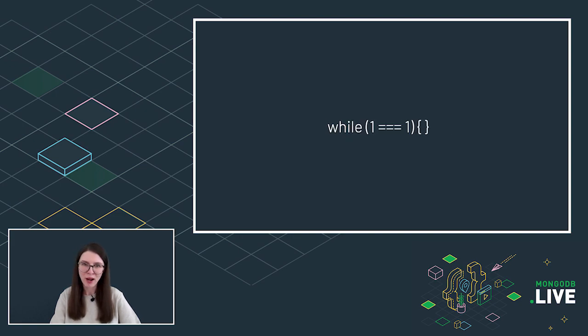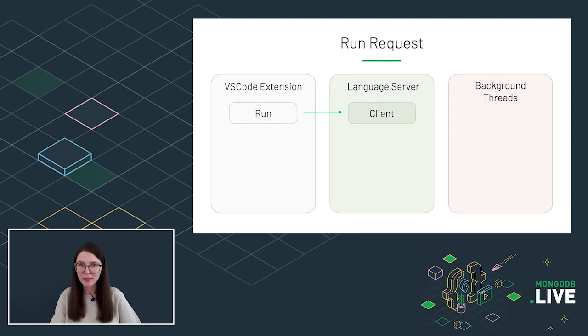Users of the extension can write any possible code in the editor, execution of which can lead to unexpected results. We don't want to force users to reopen the Visual Studio Code workspace each time they accidentally build an infinite loop, like the one on the screen. When the user runs the playground, the extension sends a request to the language client. The client adds a cancellation token to the request and transfers it further to the server side.